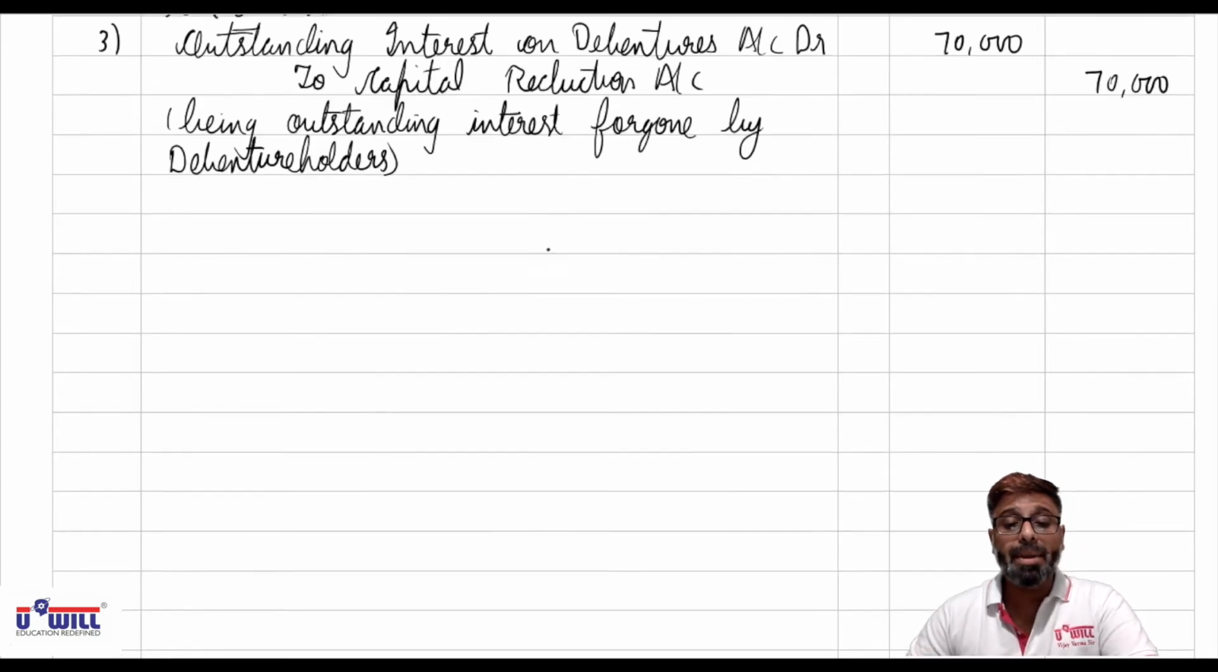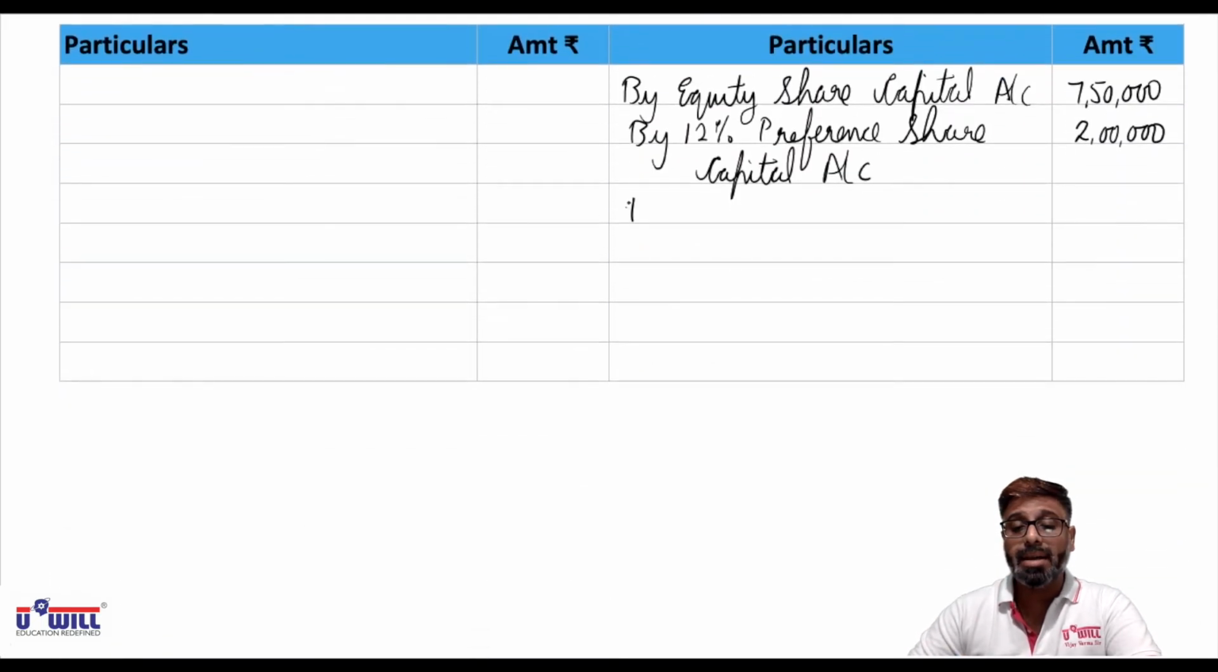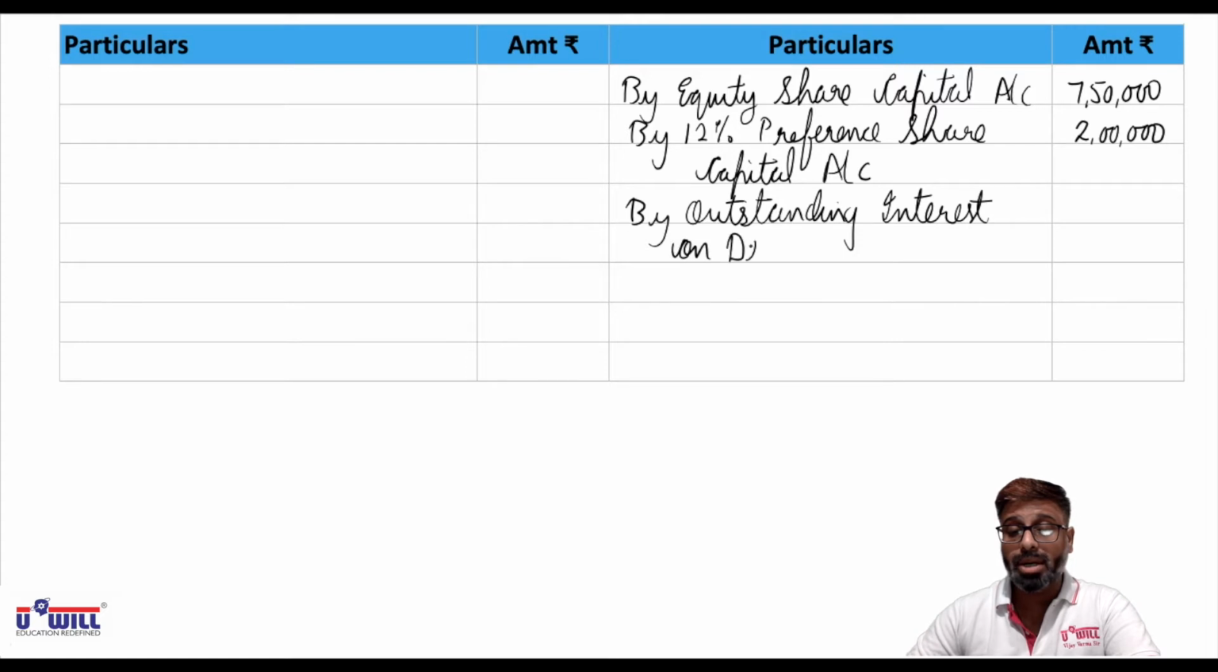Now, to capital reduction, so capital reduction account on credit side by outstanding interest on debentures account 70,000.